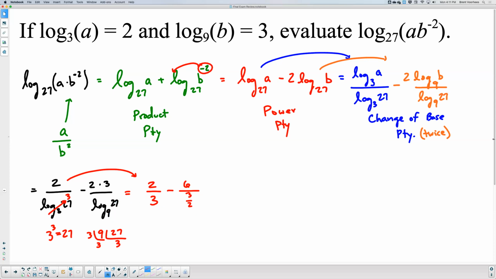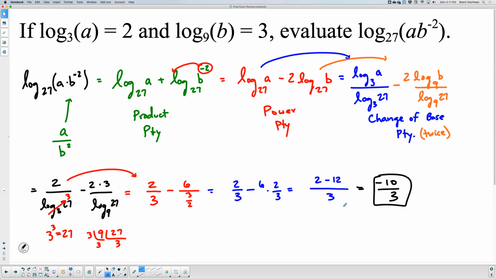Okay, I want to reduce this. So what you can do, if you're dividing by a fraction, is flip the denominator and multiply. So this becomes over 2/3 that way, which means I have a common denominator. My denominator is 3, so it's 2 minus 6 times 2 is 12. Therefore, my final answer is negative 10 divided by 3. Ironically, we just got positive 10 over 3. Now we get negative 10 over 3.